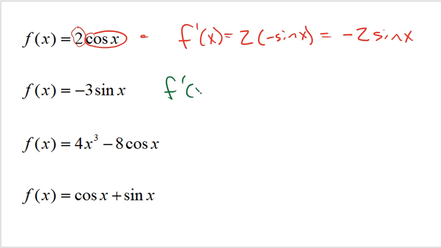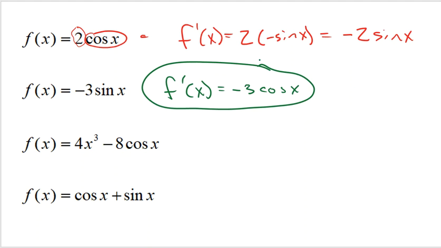All right, so next one, the derivative. What do you do with the negative 3? It's a constant multiplier. Leave it. What's the derivative of sine? Cosine. Done. Yeah, I know. It's like a joke, right?